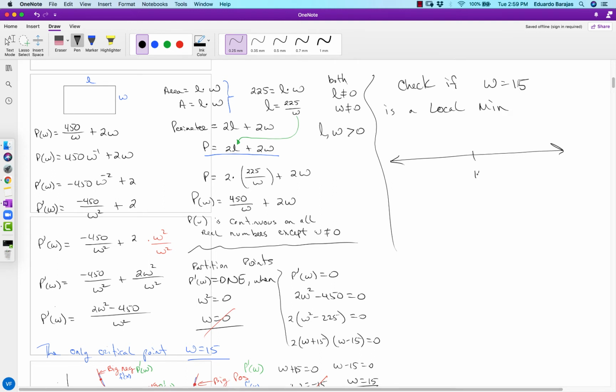Okay, so we're going to create a sign chart. Here is 15. So we're going to pick a value to the left of 15. We're going to pick a value to the right of 15. Keep in mind that we're only interested in values that are strictly greater than 0. So why not pick a nice convenient number? How about 1? 1 is in there. And another nice convenient value, let's just pick 20. It's definitely in there. Okay, so now we just want to see if the first derivative is positive or negative with those values. So f prime, the first derivative, p prime of w.